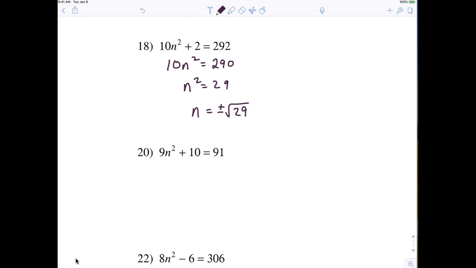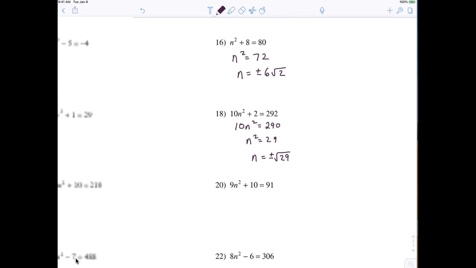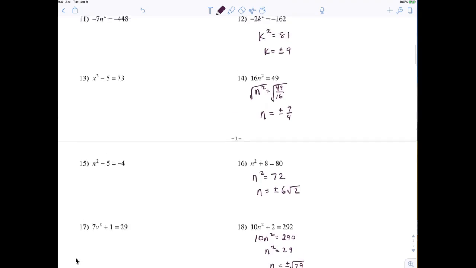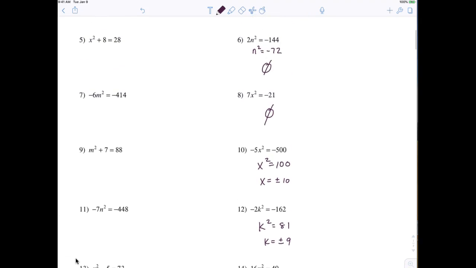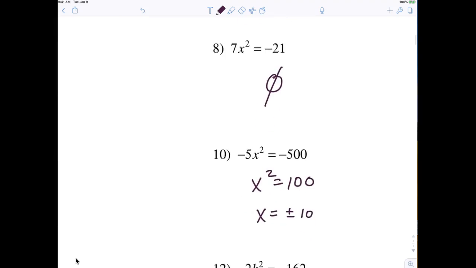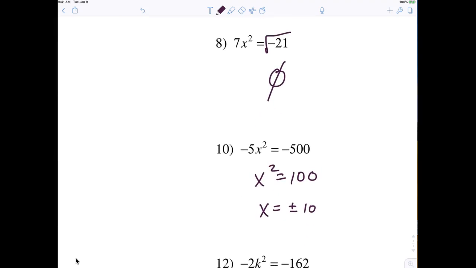Then going back to number 6 and 8, why are those no solution? Hey, I really just want him to ask a question. All right, let me try to help him. Why didn't we just put the radical over negative 3 for number 2? You can, but what is the square root of a negative? That's right. There's no solution there.